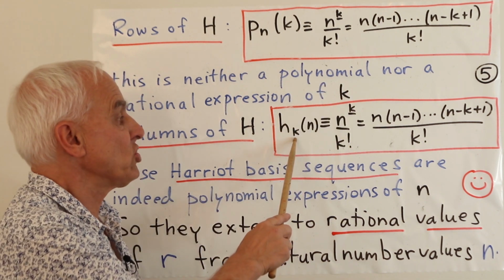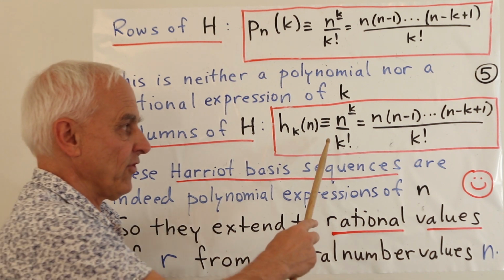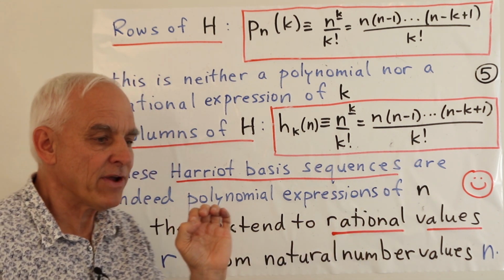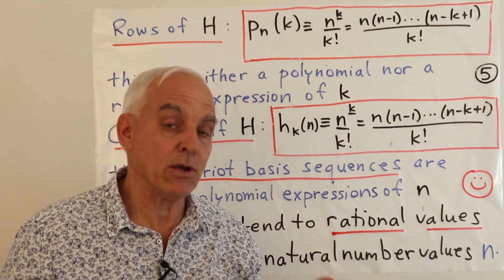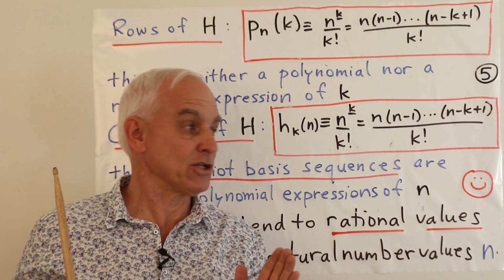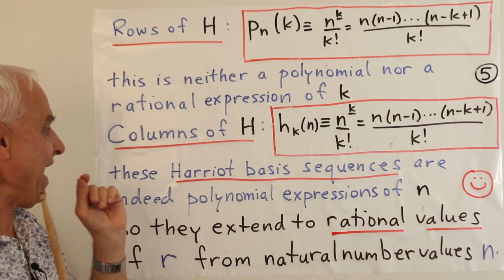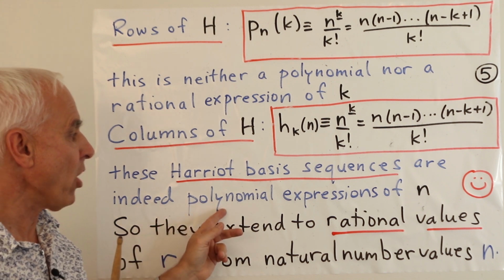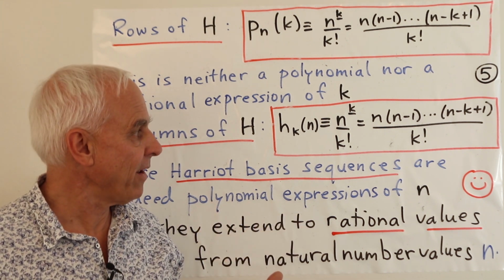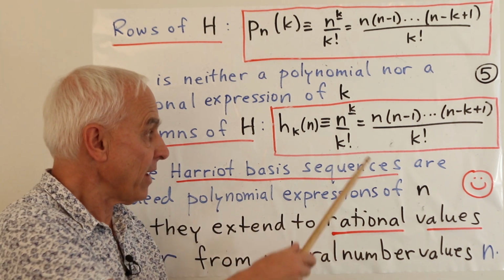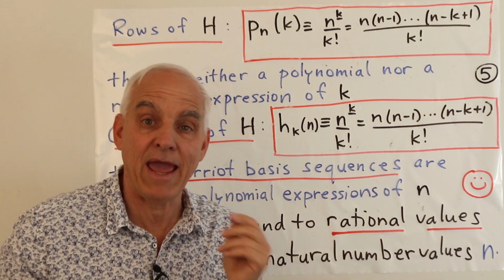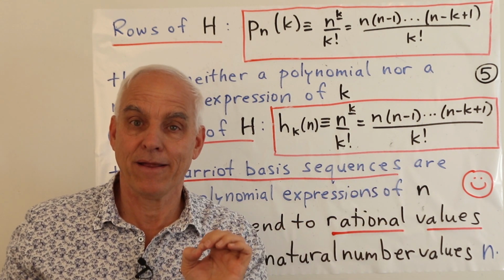So we get, say, h sub k of n. It's, of course, the same expression, but now we're thinking of it as a function of n instead, and we see that it's much nicer. As a function of n, this is a polynomial expression in n. If k is fixed, then it's just a polynomial of degree k in n.